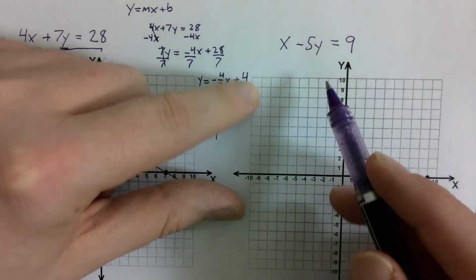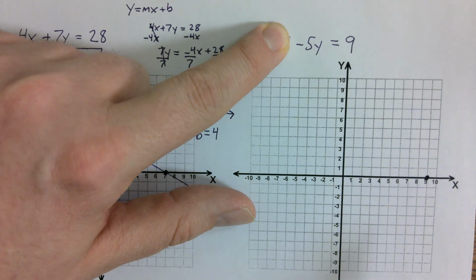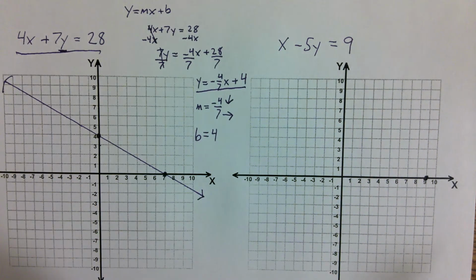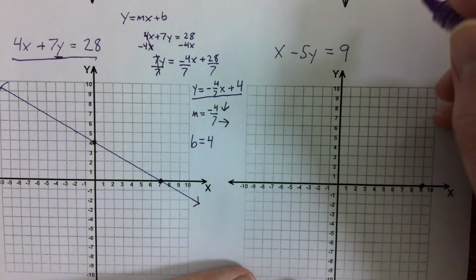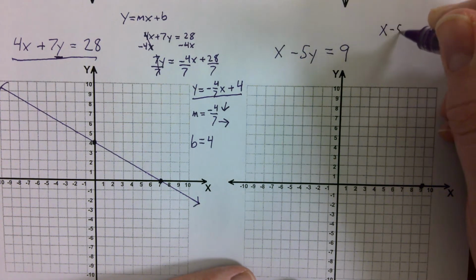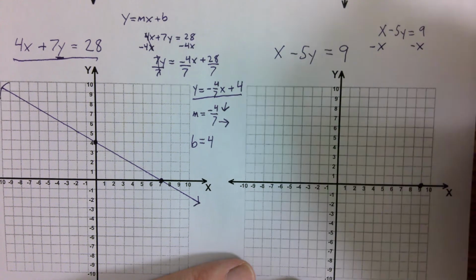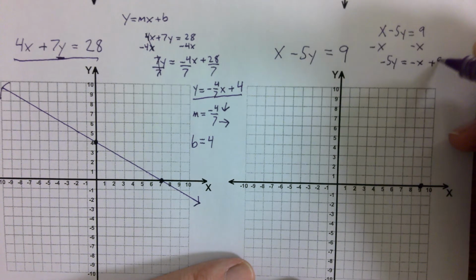But covering up the x, negative 5 times what is 9? And that's not a whole number because 9 is not a multiple of 5. So that's where the problem comes in. And if we were to change it into slope-intercept form, it's not going to fix it either. So we have x minus 5y equals 9. We are going to subtract x from both sides and have negative 5y equals negative x plus 9.